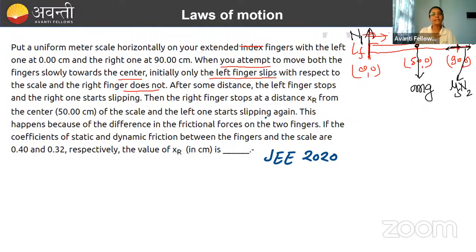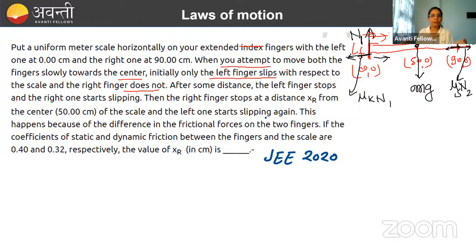It means the friction acting here, my finger is moving in this direction. Friction acting in this direction will be equal to how much? Mu k N1. So this will be the case. Now, this is the whole thing that you needed to draw at two instants for calculating XR, that I will come to later. But you just see here, this scale is at rest.